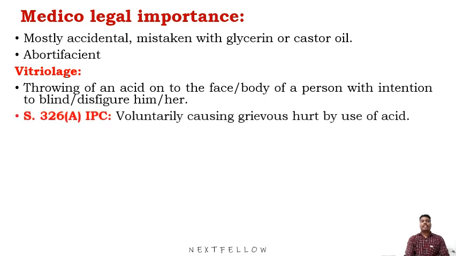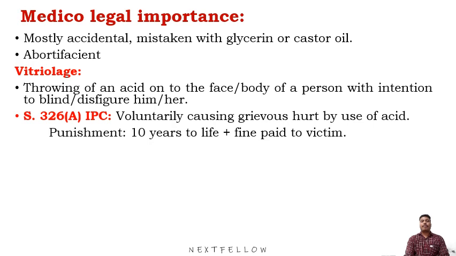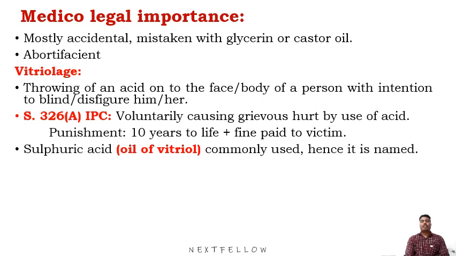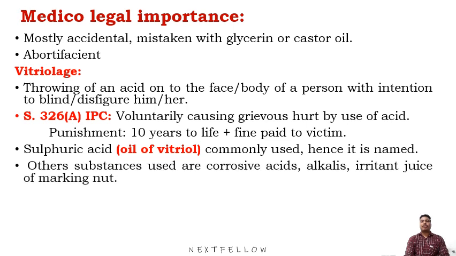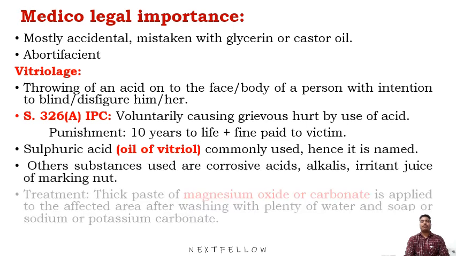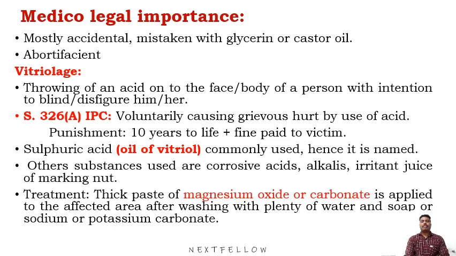Section 326A of the IPC deals with vitriolage, voluntarily causing grievous hurt by use of acid. The punishment is 10 years to life plus a fine paid to the victim. Sulfuric acid gets its name, oil of vitriol, due to vitriolage. Other substances used are corrosive acids, alkalis and the irritant juice of marking nut. The treatment is a thick paste of magnesium oxide applied to the affected area after washing with plenty of water and soap or sodium or potassium bicarbonate.